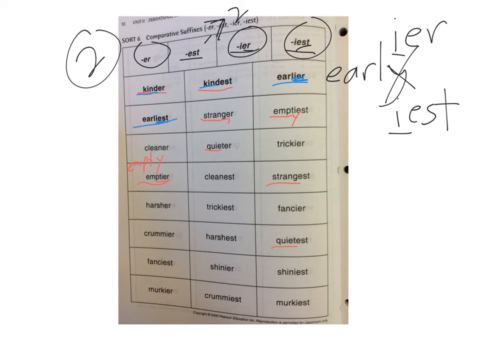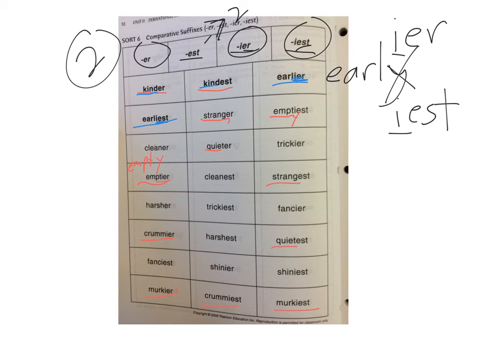Some of these are a little bit trickier. I think crummier and murkier, crummiest and murkiest. These are tricky ones. Crummy, I'm sure you might say, oh, I had a crummy day. Usually crummy means bad. It's not like there's a lot of crumbs on the floor, so that floor was crummier than the other floor. No, that's not how it's used. It's like, he had a crummier day than me, or I had the crummiest day ever.